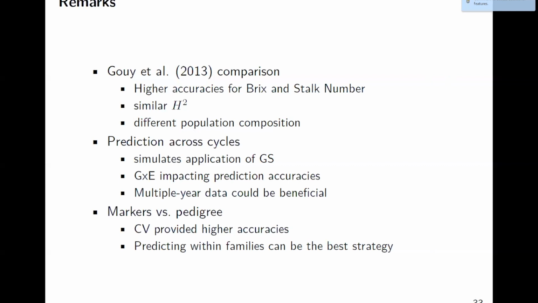And maybe this points to that if you use these predictions to select within families, then you would have a really clear advantage for using the markers. In that case, we cannot do the prediction using the pedigree.